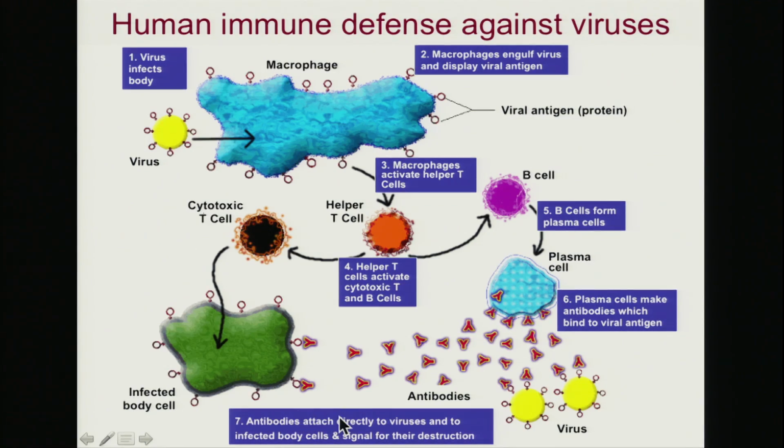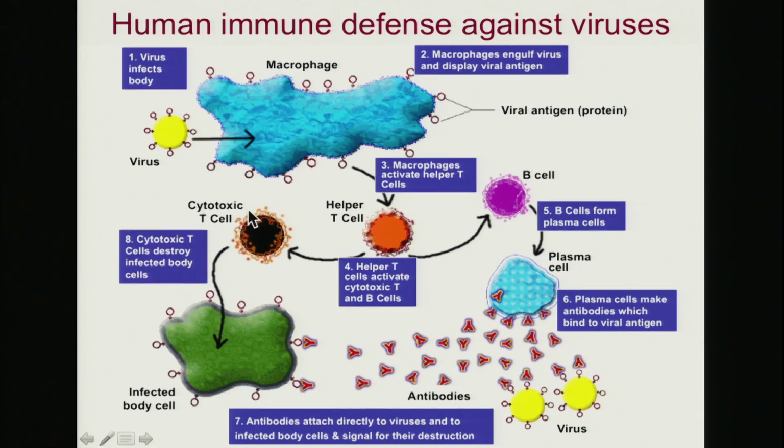The antibodies now attach directly to the viruses, and they also look for infected cells that have somehow had the virus going in there and doing mischief. And they say, okay, this particular cell has problems, and we need to have this cell destroyed before the virus can replicate itself inside the body.